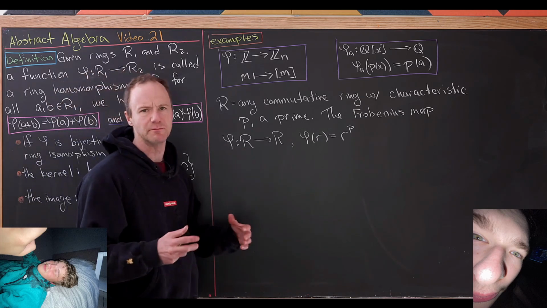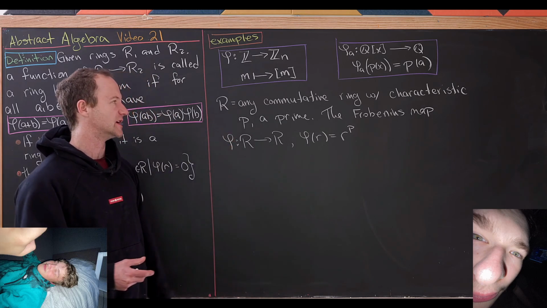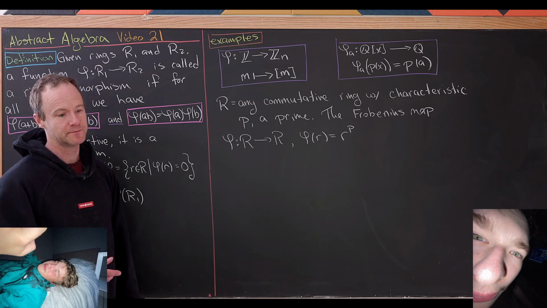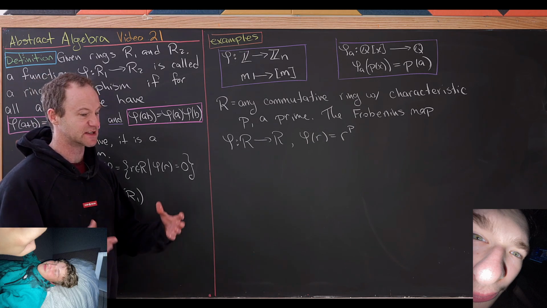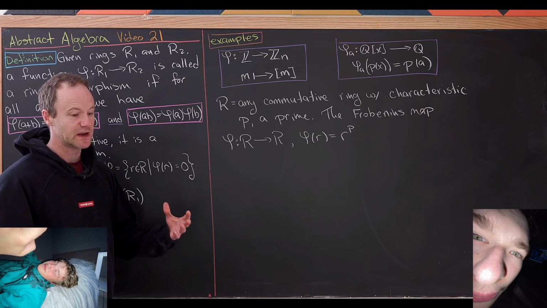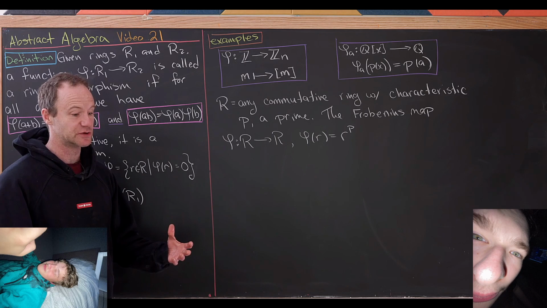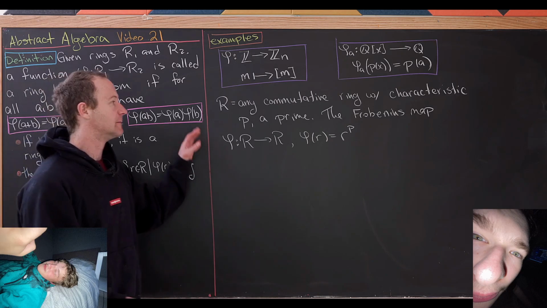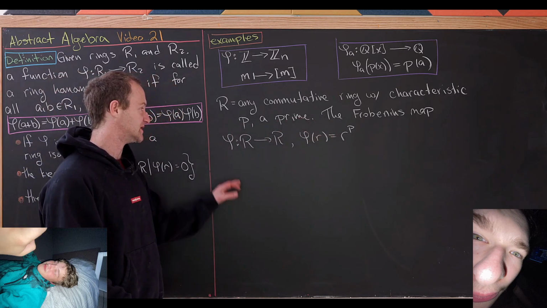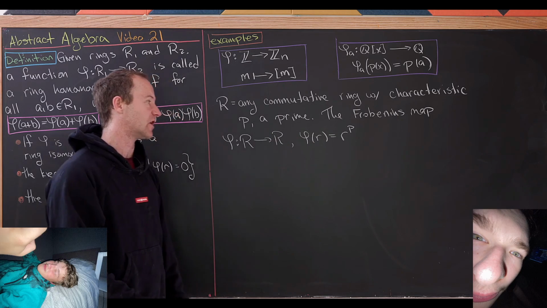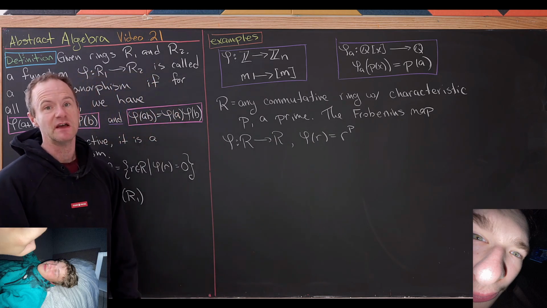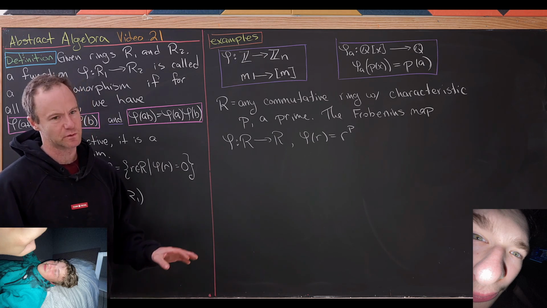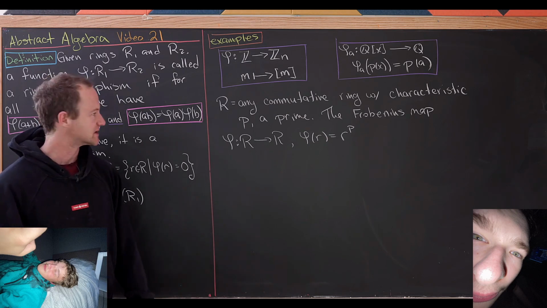Then next, I'd like to look at a beefier example. Let's say that R is any commutative ring with characteristic p, where p is a prime. Let's recall the characteristic is the smallest number such that if you add any element of the ring to itself that number of times, you get 0. Then the Frobenius map, which is the map from R to R defined by phi of r equals r to the p, is a homomorphism in this case. In general, it's not a homomorphism, which we'll see maybe as an add-on example.